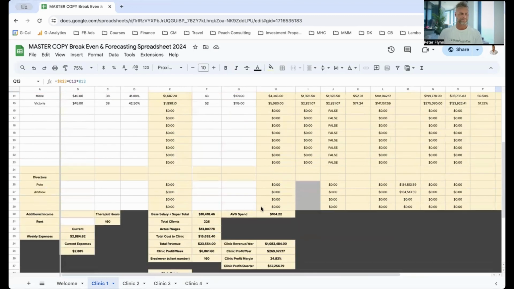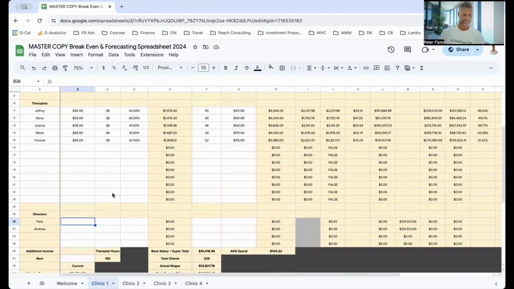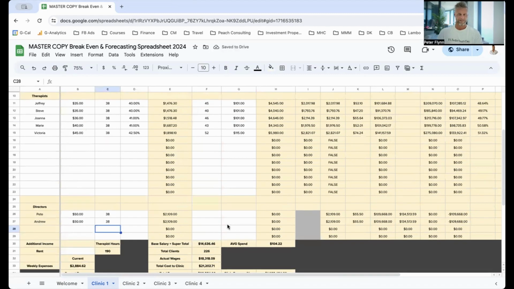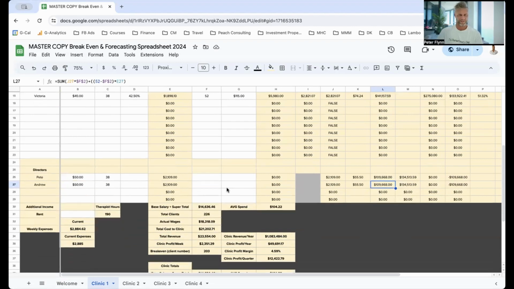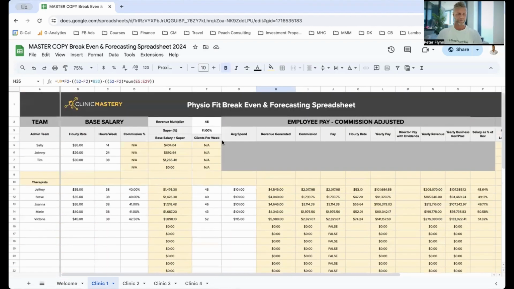Now, as we go down, what you'll see is in this example, we've got myself and Andrew. Now we haven't put a salary in here yet. So let's chuck one of those in. Let's just say we're taking $50 per hour and 38 hours each. Beautiful. Now in this example, we're not generating any revenue. We're not seeing any clients. And you can see that we're taking a salary of $109,668 each. Okay. And we can see if we scroll down that the clinic is going to make, based on these numbers, a profit of $49,691 per year based off of our revenue multiplier of 44.